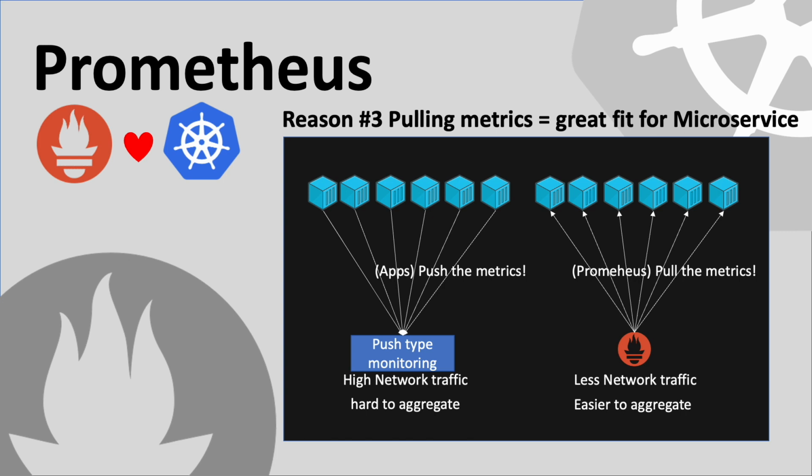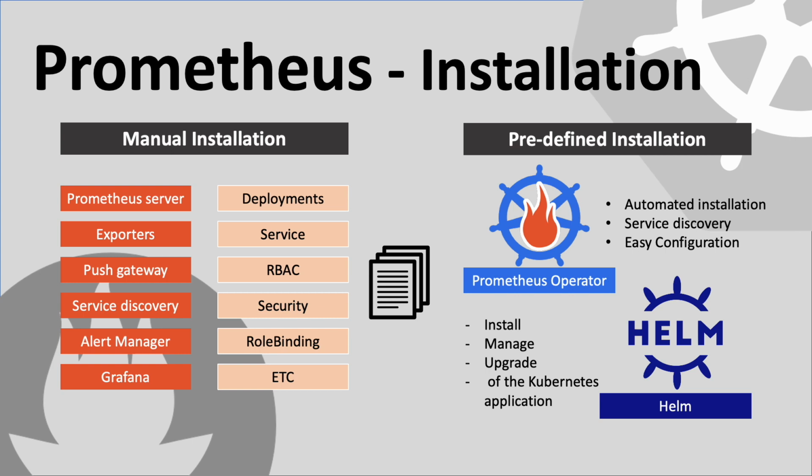And what do you do if there is a need for pushing the metrics? We have a component called the Pushgateway, and the Pushgateway will serve the pushed metrics, and Prometheus will pull them from the gateway. We now understand what Prometheus is and what it does. From now, we will install Prometheus on top of Kubernetes.